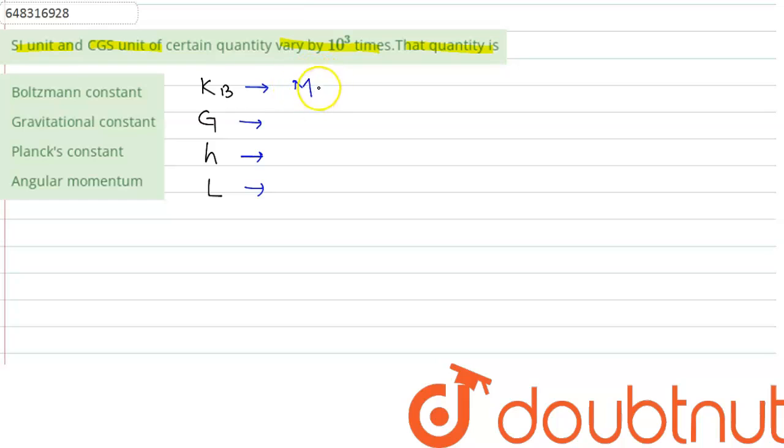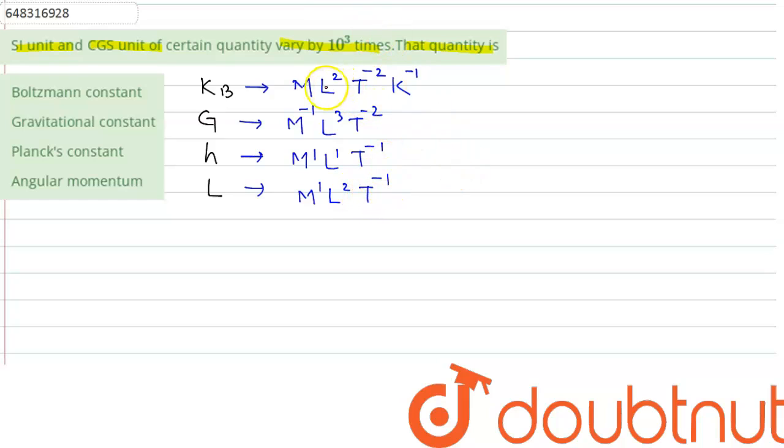That is M L^2 T^-2 K^-1. For gravitational constant, we have the dimensional formula M^-1 L^3 T^-2. For Planck's constant, we have M^1 L^2 T^-1. For angular momentum, we have M^1 L^2 T^-1.